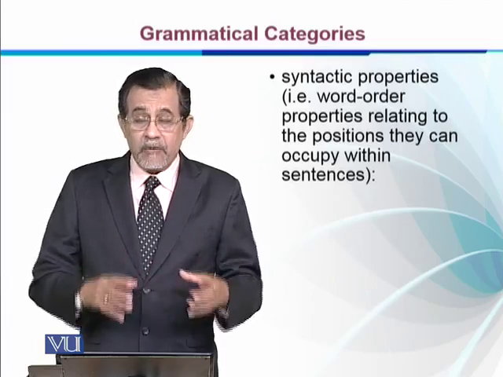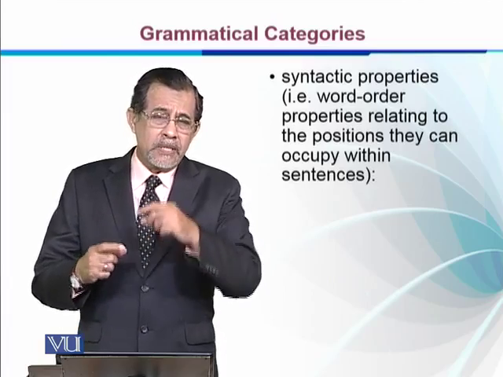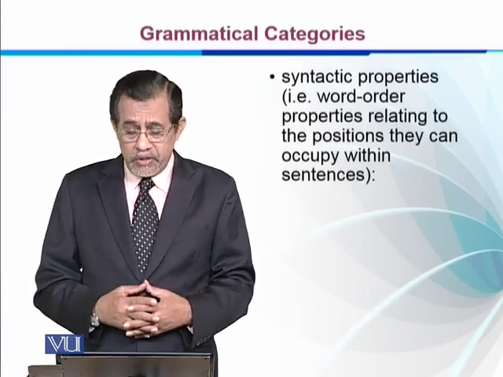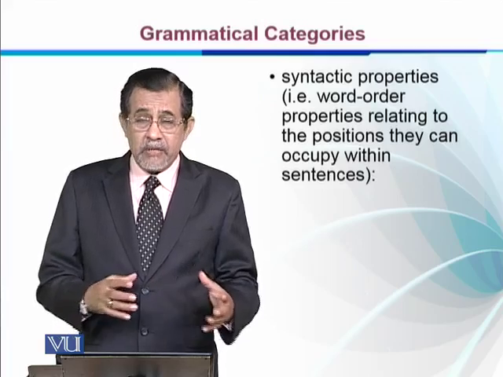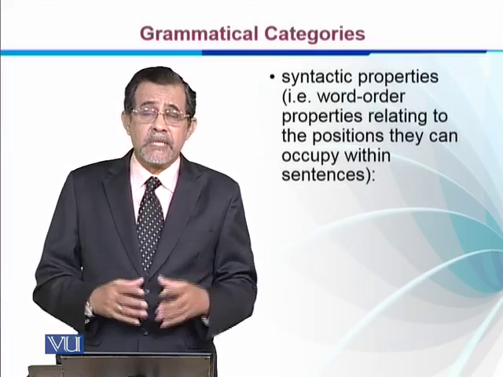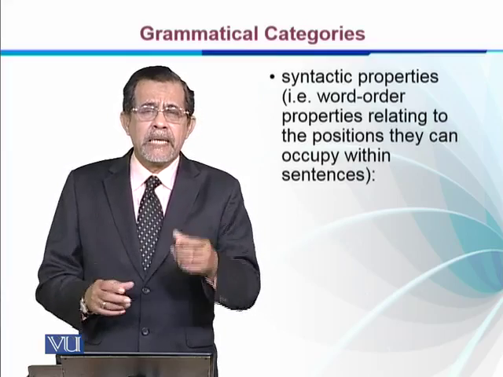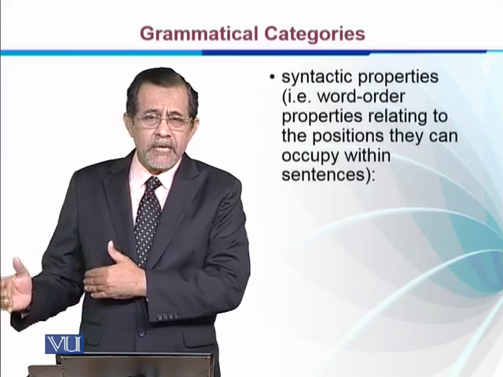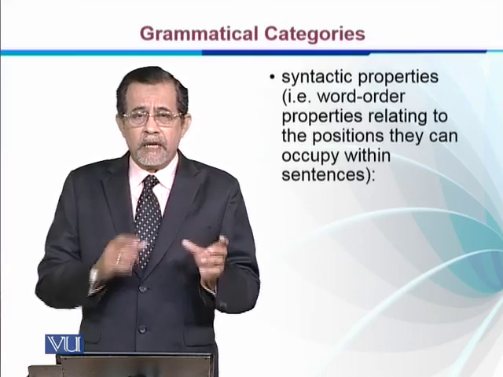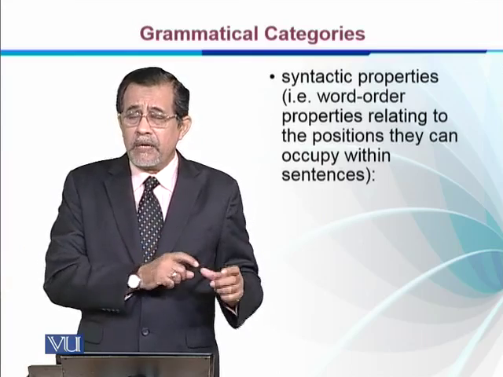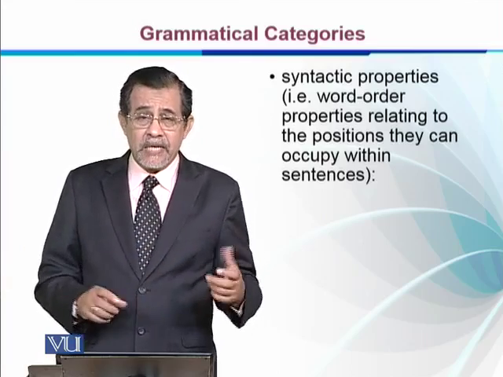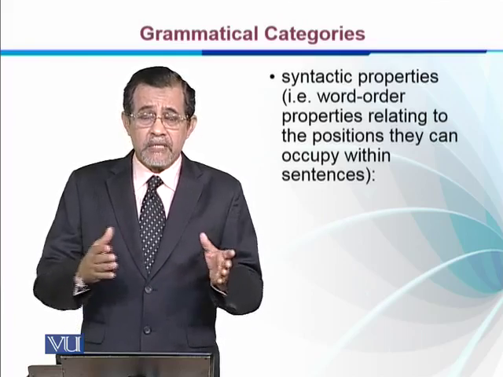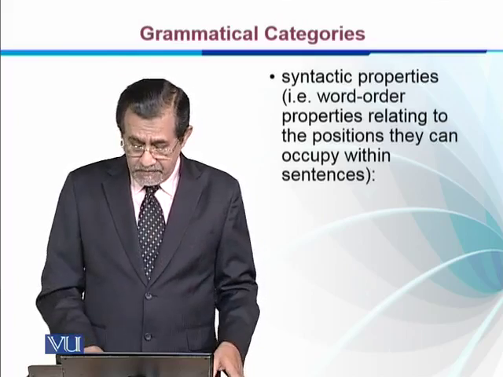Syntactical properties, the word order. What word order is there in the English language or in any other language? This is how we know through traditional grammar, relating to the positions they can occupy within the sentence. We know that a simple sentence consists of a noun phrase and a verb phrase. A verb phrase consists of a verb and a noun phrase. Similarly, a noun phrase consists of a noun or any determiner or article, etc. This is how we can understand the structure of the sentence and the arrangement of words in a sentence.